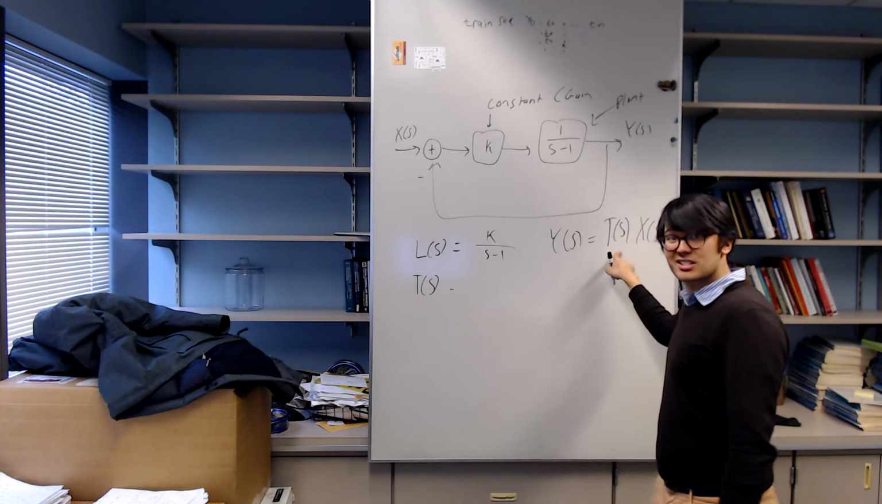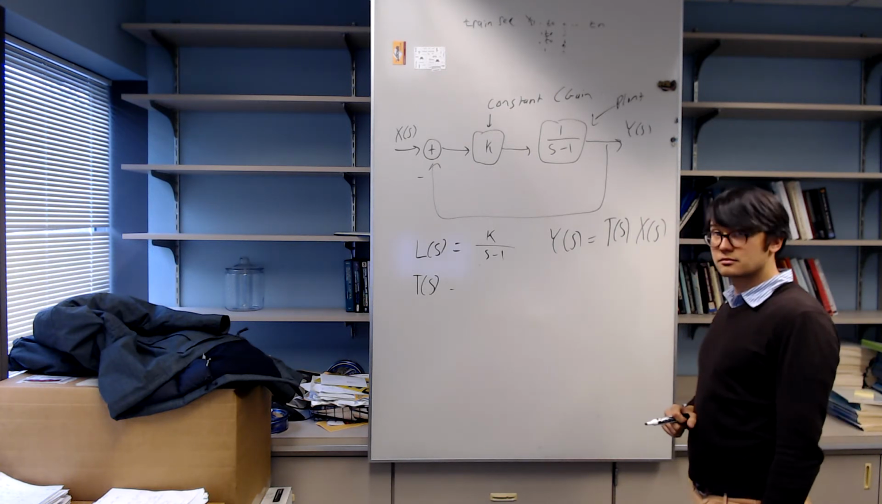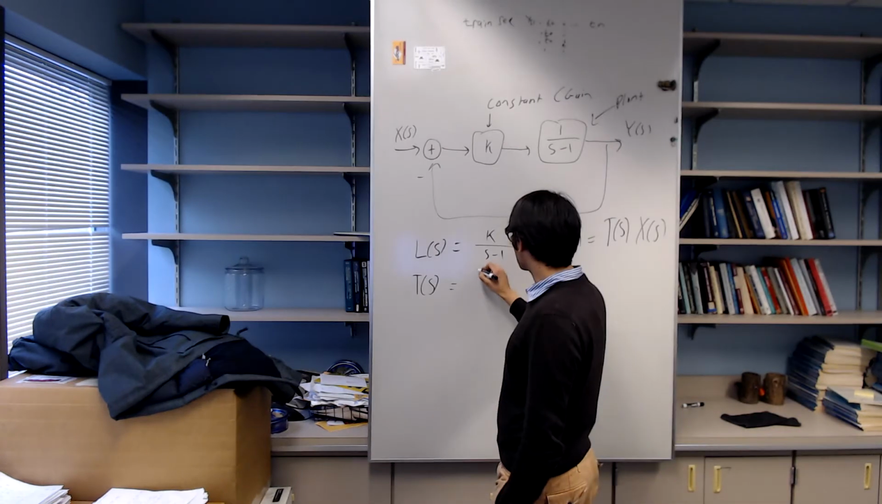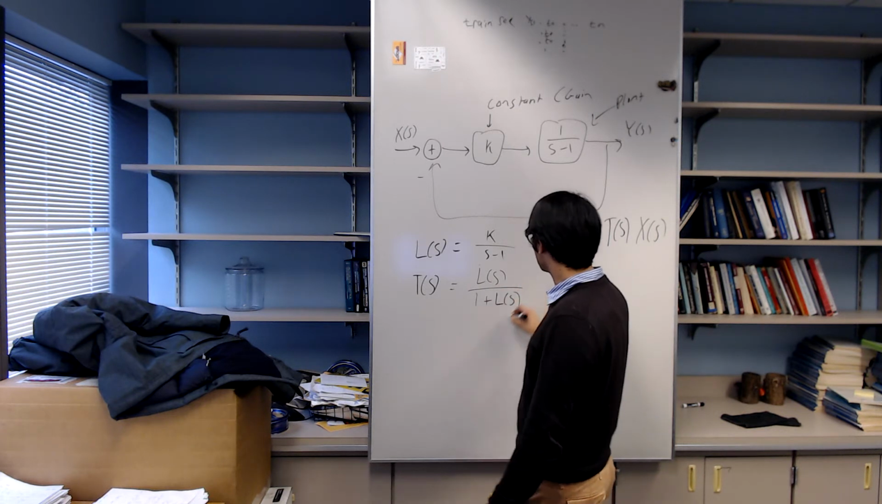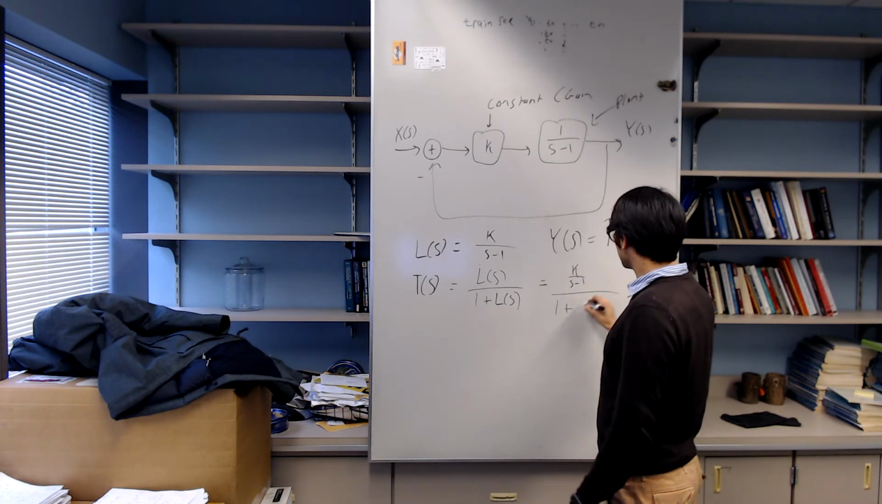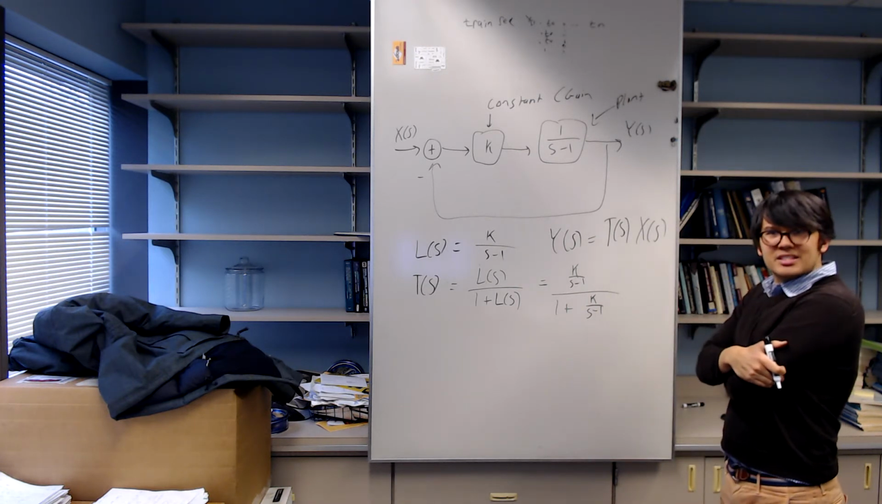I want this system to be stable. So let's pause the video and figure that out. All right, bring it back. The T of s, based on what we had seen before on the correct derivation, L of s is equal to that, which is equal to k over s minus 1 over 1 plus k over s minus 1. So how are we going to simplify this thing out?